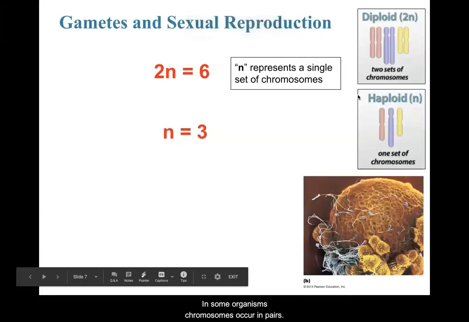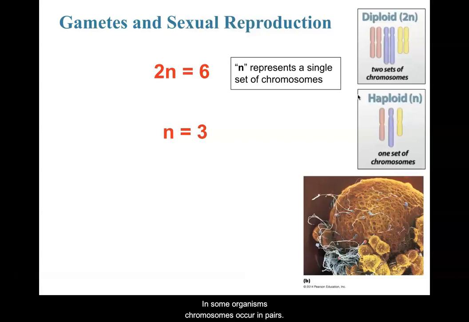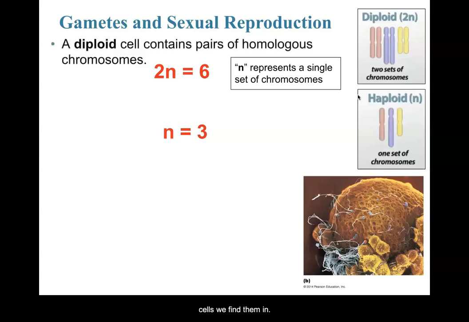Okay, so in some organisms, chromosomes occur in pairs, and in some organisms, chromosomes don't occur in pairs. And this can actually be different depending on the cell type that you're talking about. And this is in our case for humans. Most of our cells occur with homologous chromosomes. That's 46 total chromosomes. But we actually have some chromosomes that don't occur in pairs. And so I want to bring up this concept in the terms that we give these cells and which cells we find them in.